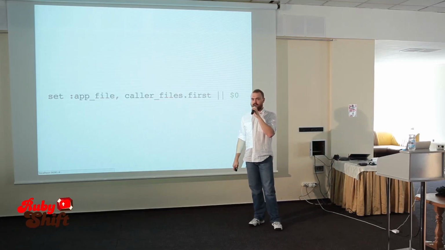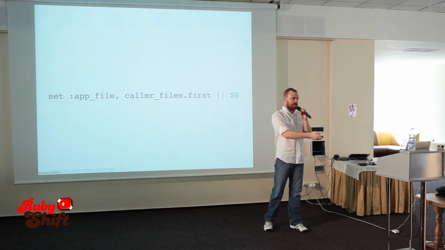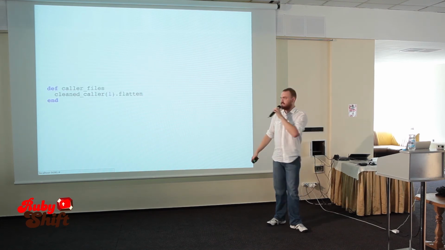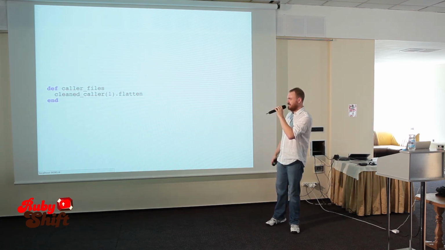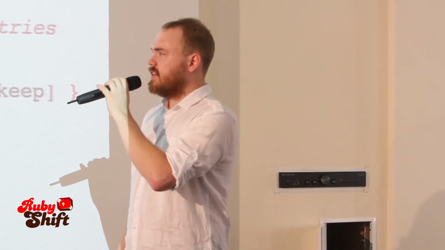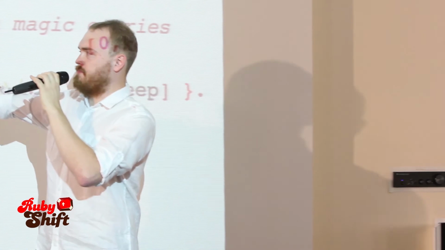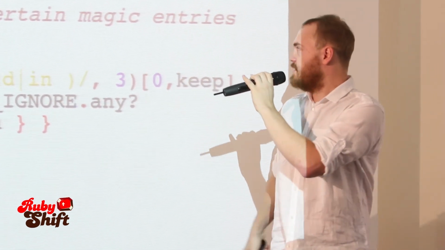And app_file here is set to caller_files.first. What is caller_files? Again, we have to go deeper. If you want to understand some code, you have to go deeper. So let's find caller_files, and we see caller_files calls cleaned_caller(1).flatten. Again, deeper. And this cleaned_caller doesn't look so clean. And the comment is even appropriate. It's like Kernel#caller, but excluding certain magic entries.